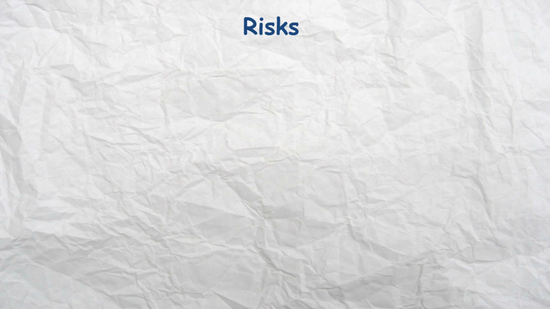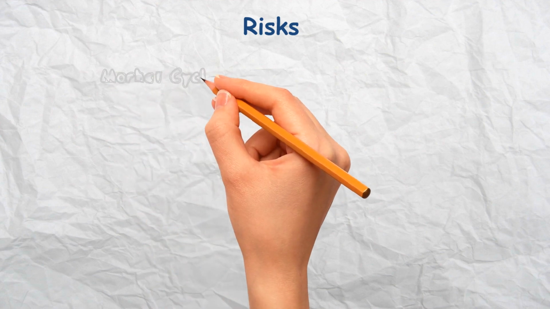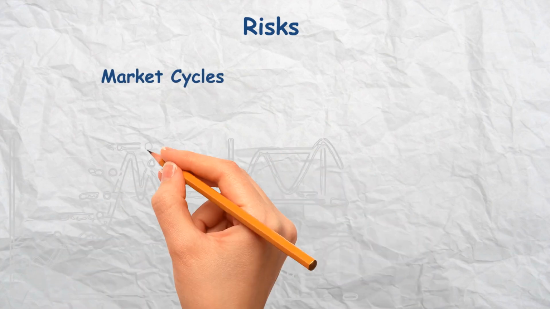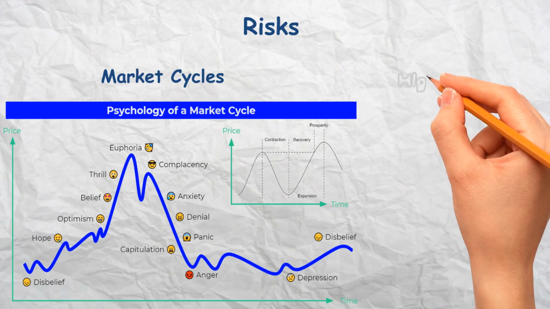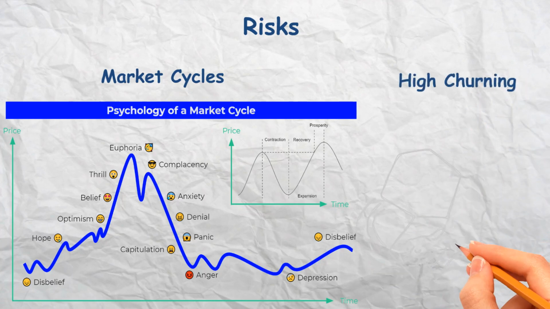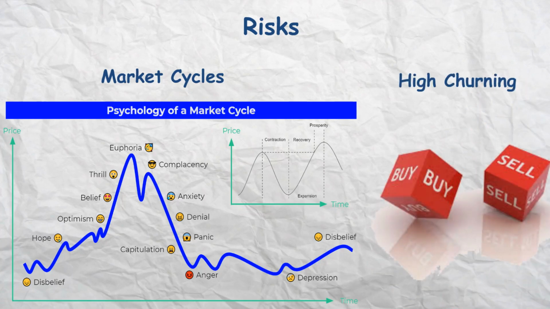So, what are the cons or limitations of this fund? Number 1, market cycles. The low volatility factor performs differently in different market cycles, making it important to understand its cyclical nature. Number 2, high churning. Churning is a process where some of the stocks or assets move out of a portfolio and a new set of stocks or assets are added to that portfolio. This is done based on various parameters, investing styles, etc.